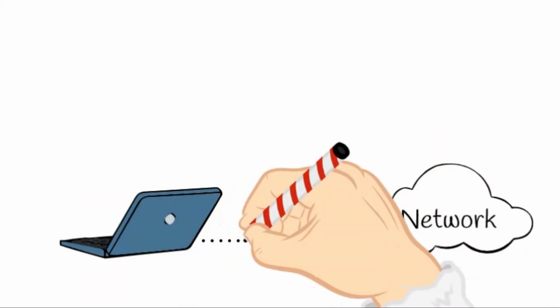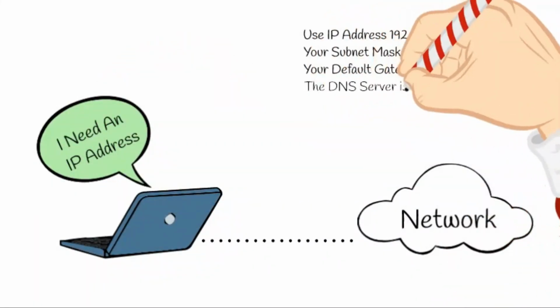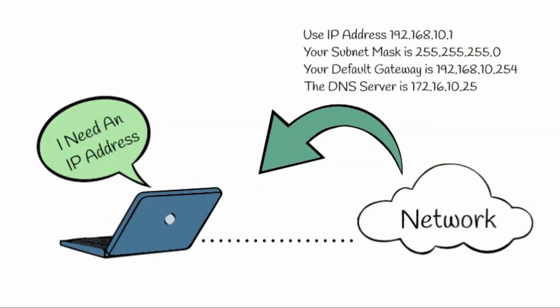So how it works is when your computer first connects, if it's configured to get its IP settings automatically, it will reach out onto the network asking for an IP address. From there, it will receive a message inbound telling it what IP address to use as well as the other IP parameters to use. So for example, it may be told to use the IP address 192.168.10.1 with a mask of 255.255.255.0. The IP address of the gateway may be 192.168.10.254 and the DNS server is 172.16.10.25. And these are the parameters your computer will use.